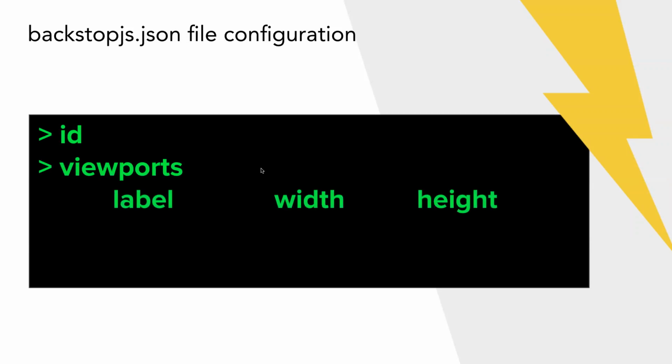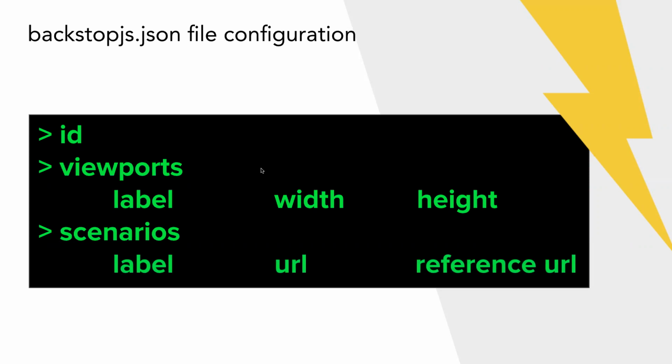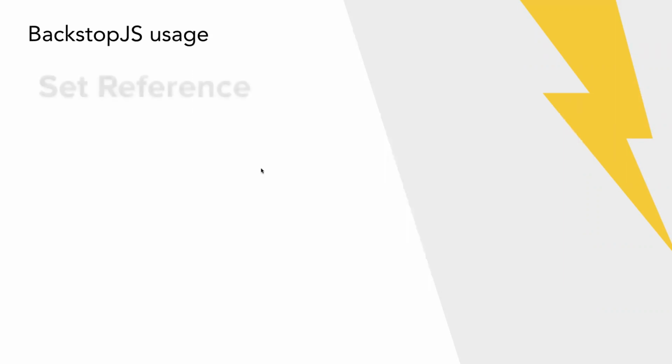So for the backstop.json file, the minimal changes that you want are putting in an ID and then setting up which viewport you want to test. Let's say for phone, with a height and width, and the scenarios. And you're also going to need to put a label for the URL that you want to test.